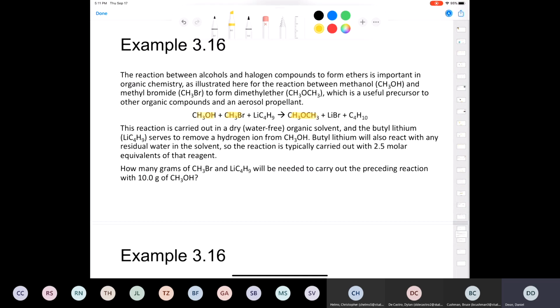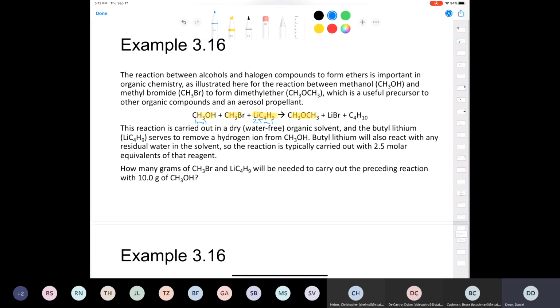This reaction is carried out in a dry or water-free organic solvent. And the butylithium, so this is butylithium right here, serves to remove a hydrogen ion from methanol. Butylithium will also react with any residual water in the solvent, so the reaction is typically carried out with 2.5 molar equivalents of that reagent. So what that means is that if you have 1 mole of methanol, you would have 2.5 moles of butylithium.